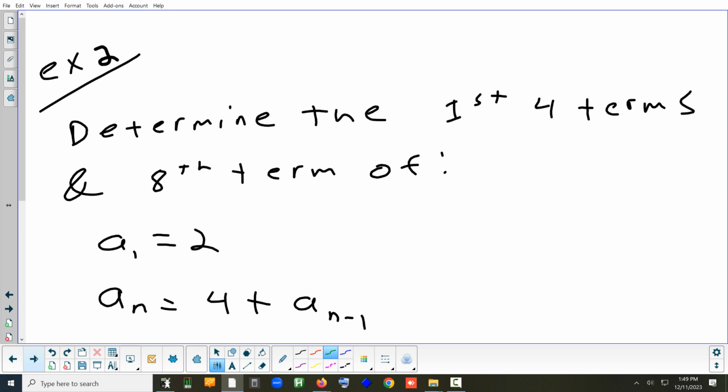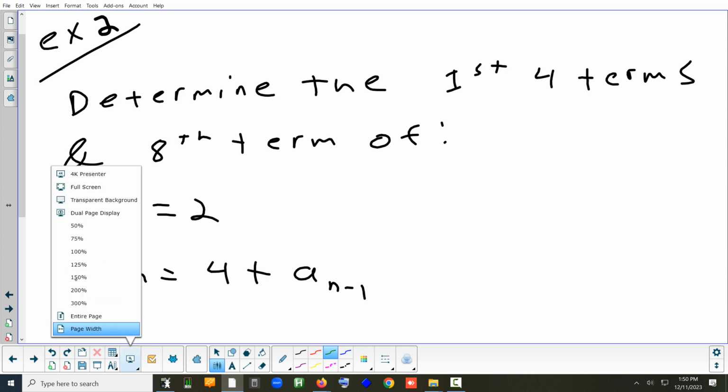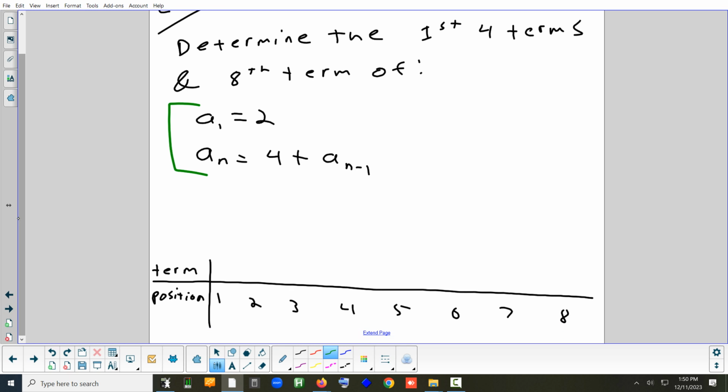So let's try this. Example 2 says determine the first 4 terms and then the 8th term. And here's the information they give. So what are they giving you this time? Is that explicit or is that recursive? Recursive. We don't like that one. So determine the first 4 terms and the 8th term. Okay, so I've got a chart.